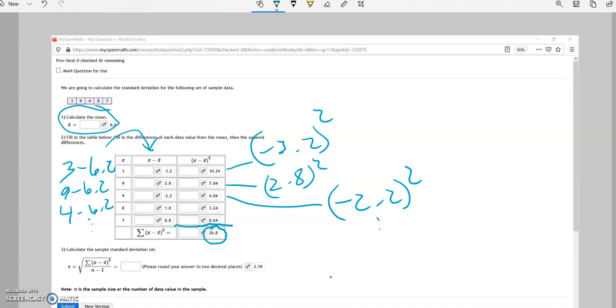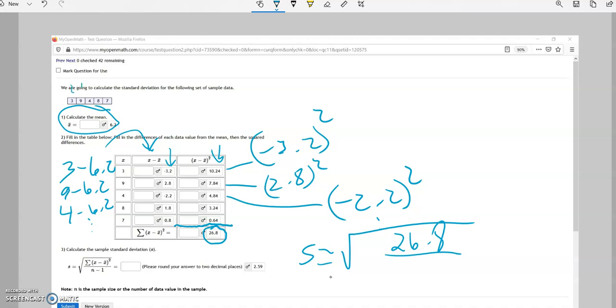After you square each of these numbers, you add them all up, and you get 26.8. So the standard deviation is based on the sum of all that. This means the numerator of what's inside the square root is the sum of all the x minus x bar squared, which is 26.8, divided by n minus 1. And remember, n is the sample size.